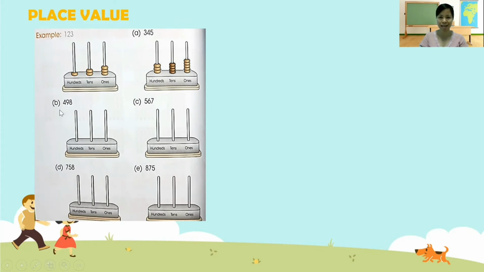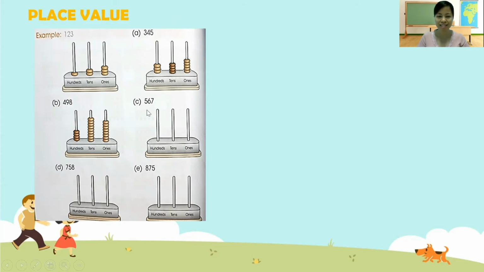Next, let's go to letter B, 498. So we have 4, which has the value of 400. So we're going to put it here, 4 beads for 400. 9, which has the value of 90. So we're going to put it on the tens. And we have 8, which has the value of 8. So therefore, put it on the ones. Good job.